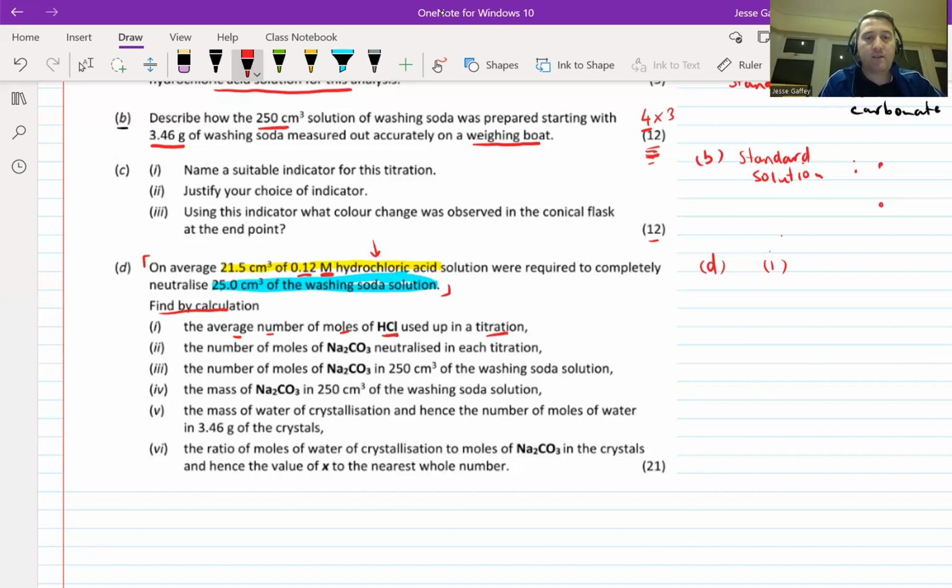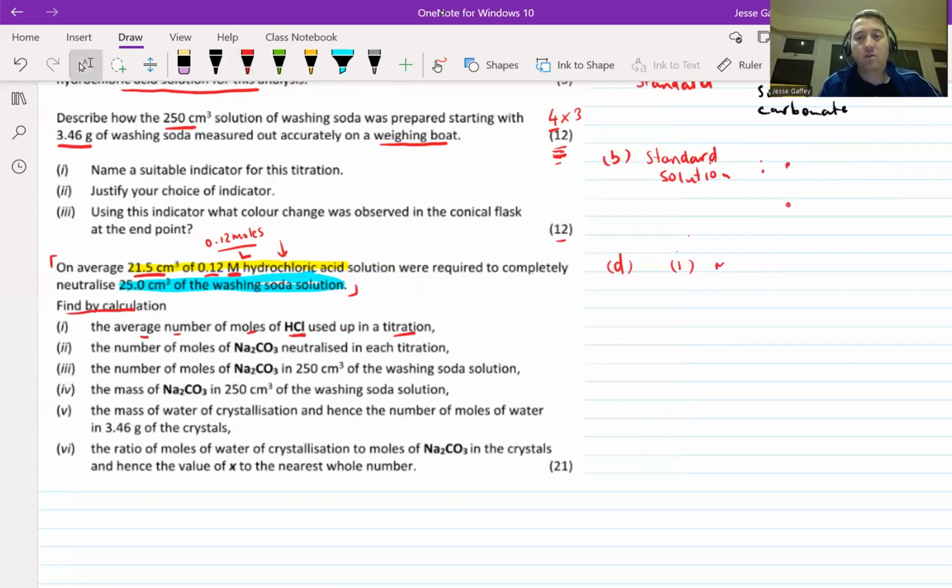0.12 molar means 0.12 moles per liter. But that's if you have a full liter, moles in a liter. But we don't have a full liter in a titration. We have a lot less than that. We only have this amount. So the plan here is to go from moles per liter of HCl and find out how many moles are in a titration. So we want to get rid of the liters because we didn't use a full liter, and find out how many moles there are in the bit that we did use.